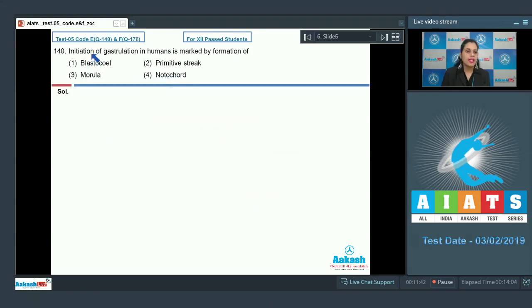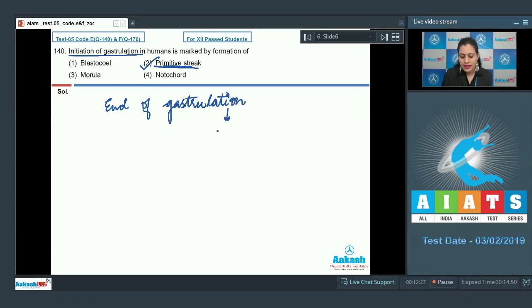Question number 140. Initiation of gastrulation in humans is marked by formation of, and the options are blastocele, primitive streak, morula and notochord. The correct answer to this question is option number 2, that is primitive streak. Initiation of gastrulation in humans is marked by formation of the primitive streak, and the end of gastrulation results in formation of all 3 germ layers.